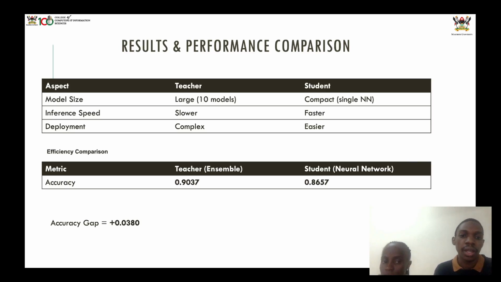Next, we have the efficiency comparison. The teacher ensemble had 0.903 accuracy, and the student model achieved a highest of 0.657, and we had an accuracy gap of 0.0380.